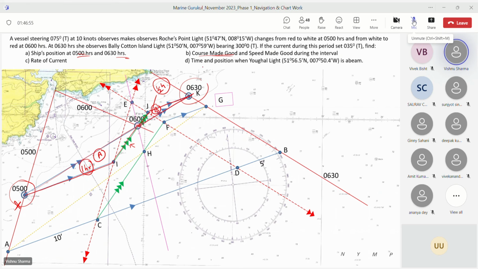And now the last one is the time and position when Yoga light is abeam. Extend this CMG line through these fixes. The vessel will remain on this line until changes are made. Draw the beam bearing of Yoga light. Wherever it cuts, that will be the position. Right, beta? Yes or no? Part D you can do after that. I don't think part D is a concern, right? Part D of the question has nothing to do with this method, right?